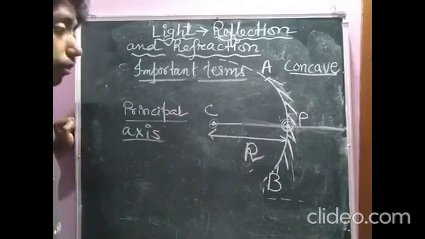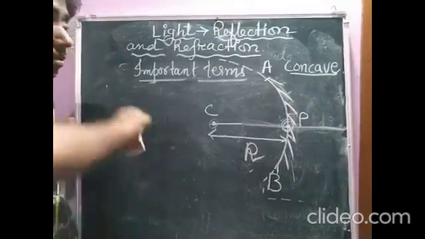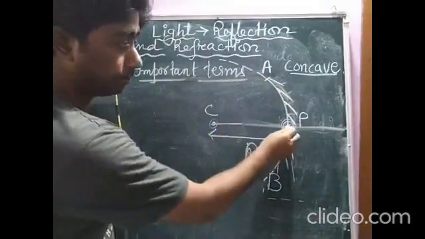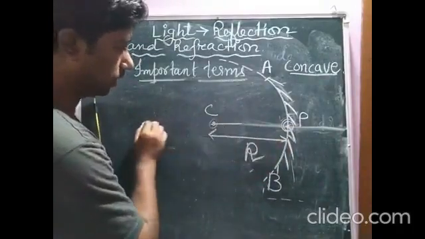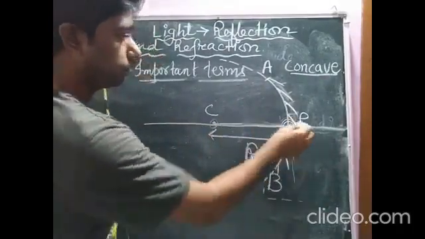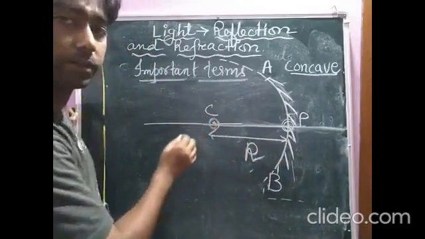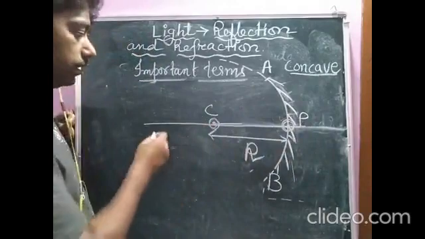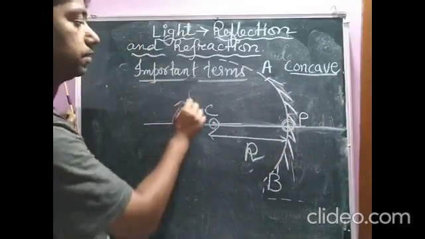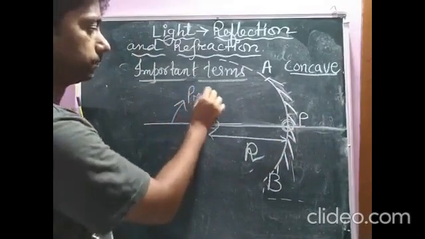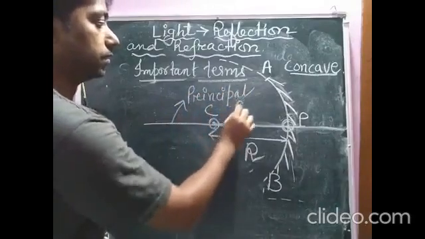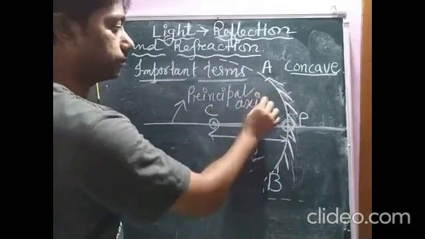So if you want to draw the principal axis in this particular diagram, what you will do? You will pass a straight line from P to C through it. So the straight line which passes through center of curvature and the pole of the mirror is known as principal axis. Clear?